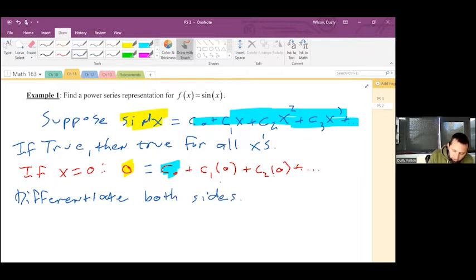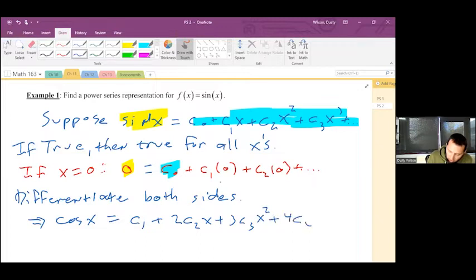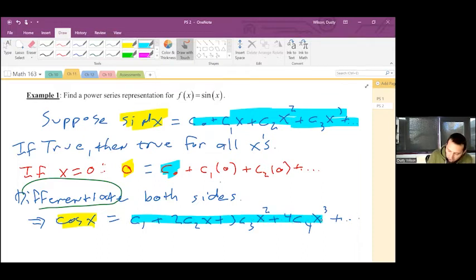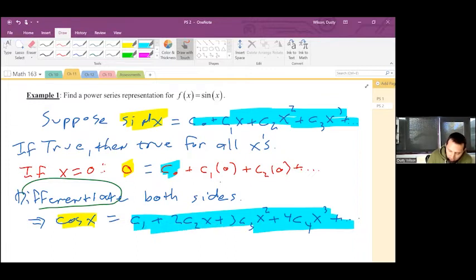If we differentiate the left side, the derivative of sine is cosine of x. And the derivative of the power series on the right is going to be, since the derivative of c naught is 0, c1 plus 2c2x plus 3c3x squared plus 4c4x cubed, et cetera, et cetera. So we differentiated, and on the left, the derivative of sine is cosine, and the derivative of the power series on the right is this new power series.